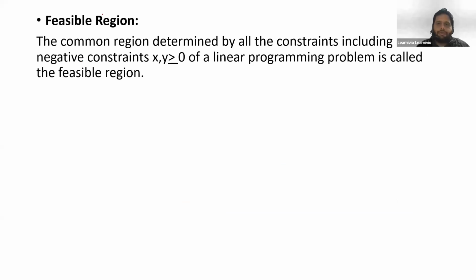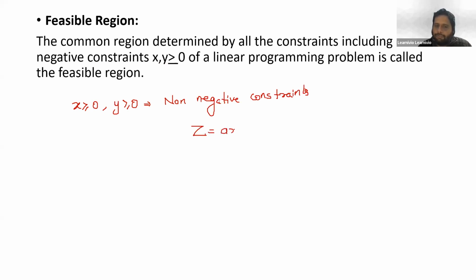Next is the feasible region. What's a feasible region? The common region determined by all the constraints, including non-negative constraints. As I already told you, in every question, you will find X greater than or equal to 0 and Y greater than or equal to 0. These are called non-negative constraints. In every question, they will give you a Z. Z is the objective function, Z equals AX plus BY. We have to maximize or minimize this under certain restrictions. What are the restrictions? In every question, they will give you X greater than or equal to 0, Y greater than or equal to 0.